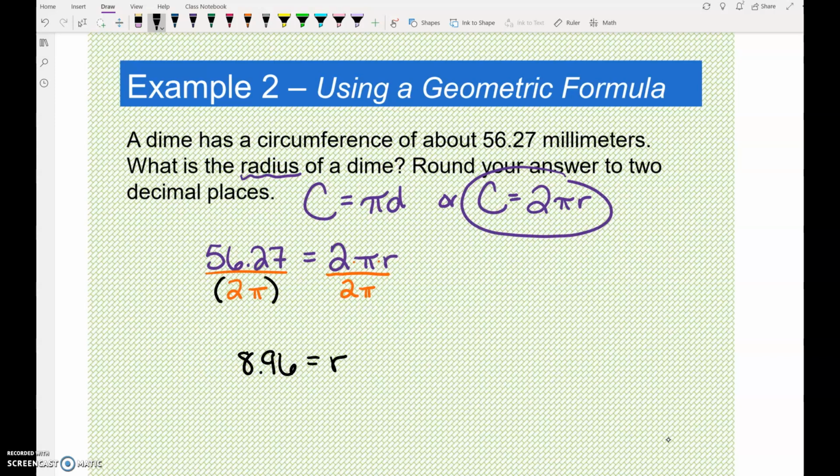It said round the answer to 2 decimal places, but do you also see how it says the circumference of about 56.27? So when they calculated the circumference, they probably rounded. So what probably was the radius before they started? If it's 8.96, it's probably 9. It was probably 9 millimeters. But they said round to 2 decimal places. So our answer is 8.96 millimeters.